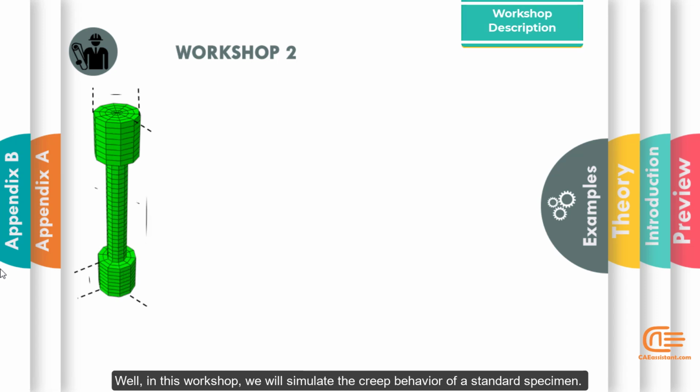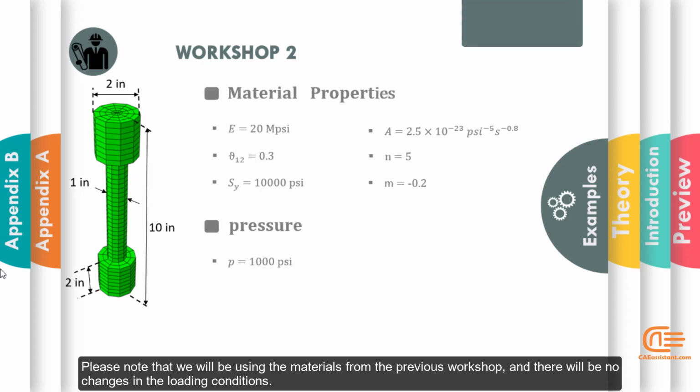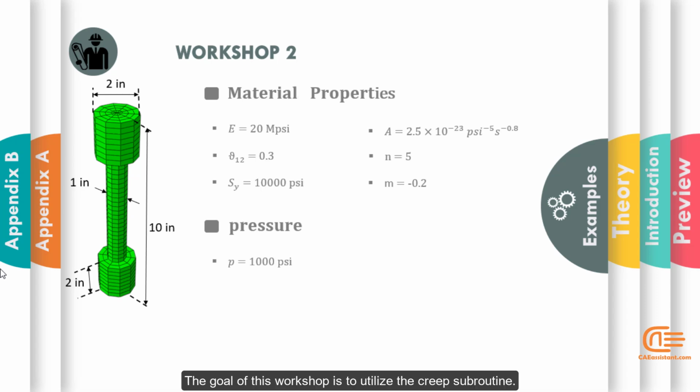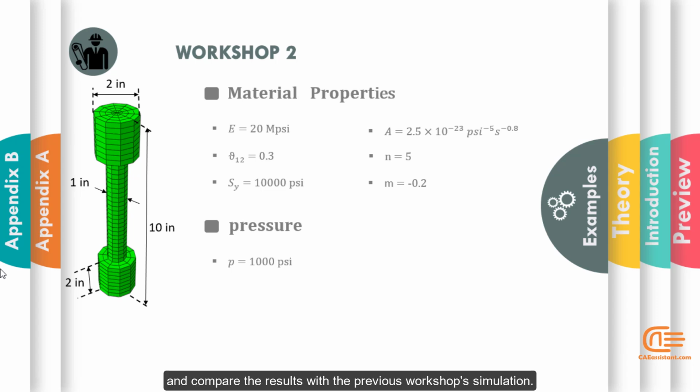Well, in this workshop, we will simulate the creep behavior of a standard specimen. Please note that we will be using the materials from the previous workshop and there will be no changes in the loading conditions. The goal of this workshop is to utilize the creep subroutine. Instead of using default Abaqus models, we will employ a subroutine for modeling creep. To validate the simulation results using the subroutine, we will utilize a strain hardening creep model and compare the results with the previous workshop's simulation.